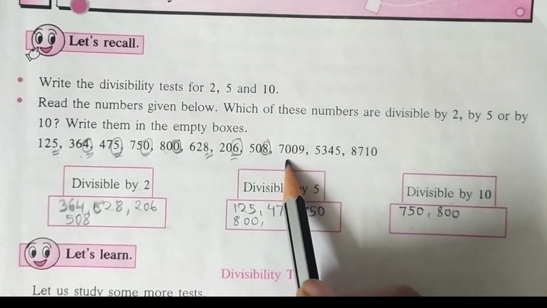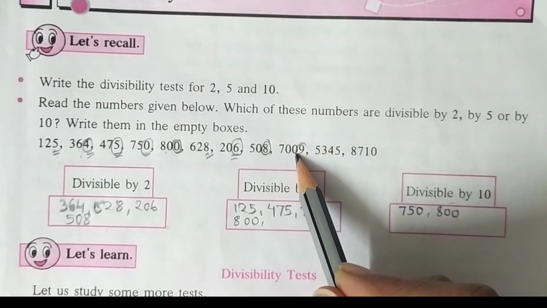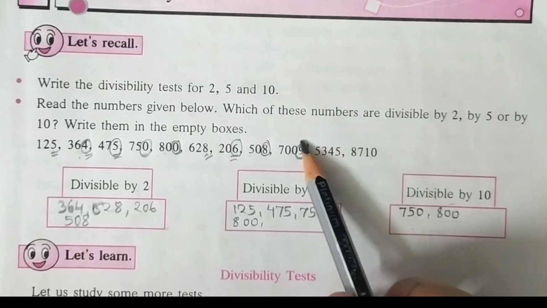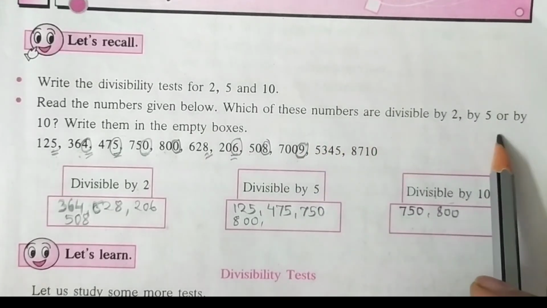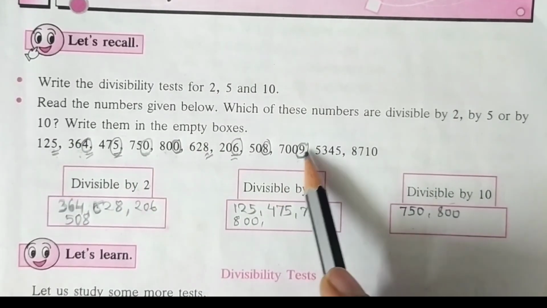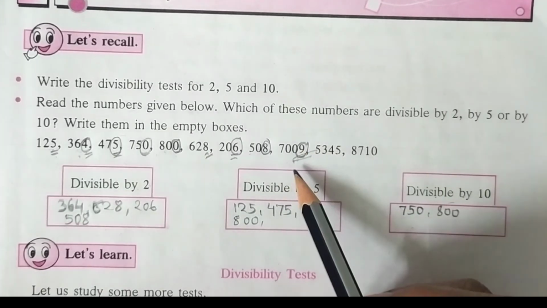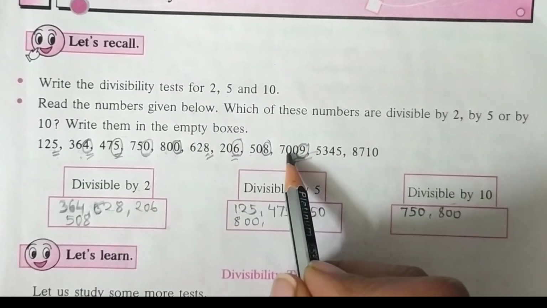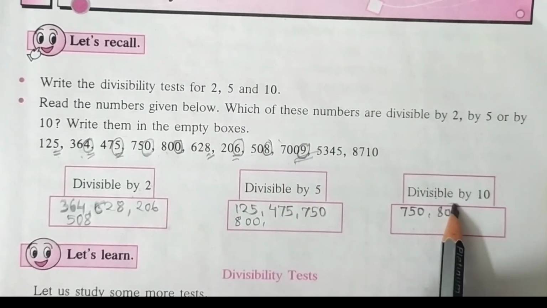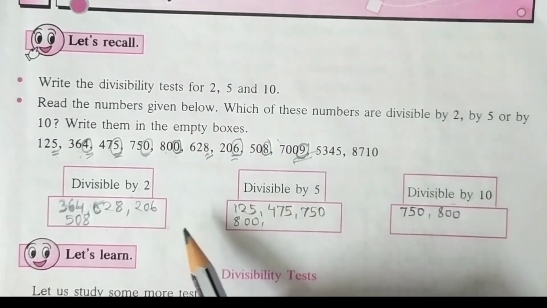Now look at the next number. It is 7009 and in the unit place there is 9. They tell us which of these numbers are divisible by 2, 5 or by 10. We have to find them. But here the unit place has the digit 9. So this number is not divisible by 2, not divisible by 5 and not divisible by 10. So we are not going to write this number in these 3 tables.